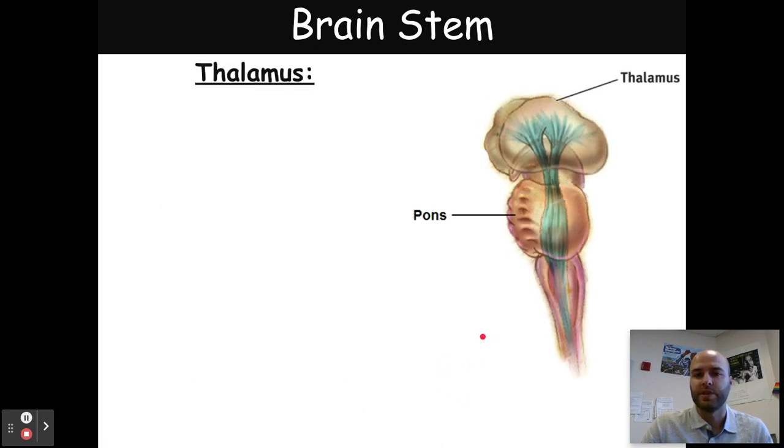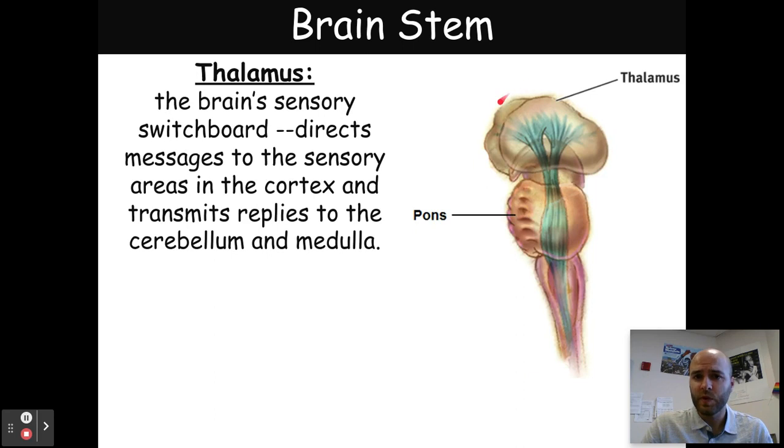As we continue, we mentioned the thalamus, which is at the top of the brainstem. It's the brain's sensory switchboard, which directs messages to the sensory areas in the cortex and transmits replies to the cerebellum and the medulla. So any sensory information that comes in through our senses to our brain is then going to be directed to the proper place by your thalamus. It is the sensory switchboard. In the way that the pituitary gland is the master gland, the thalamus is like the sensory switchboard and the master of our senses and activating the right brain structures that need to be in those cases.